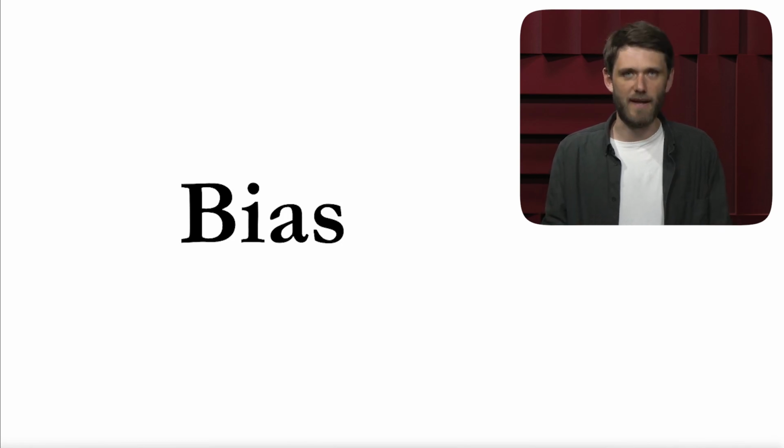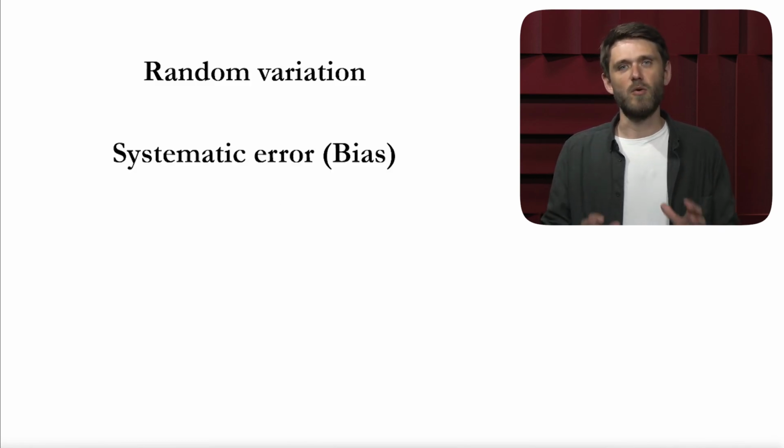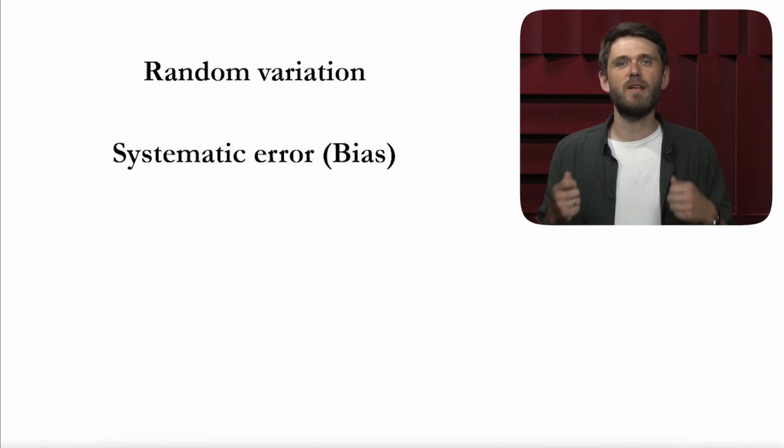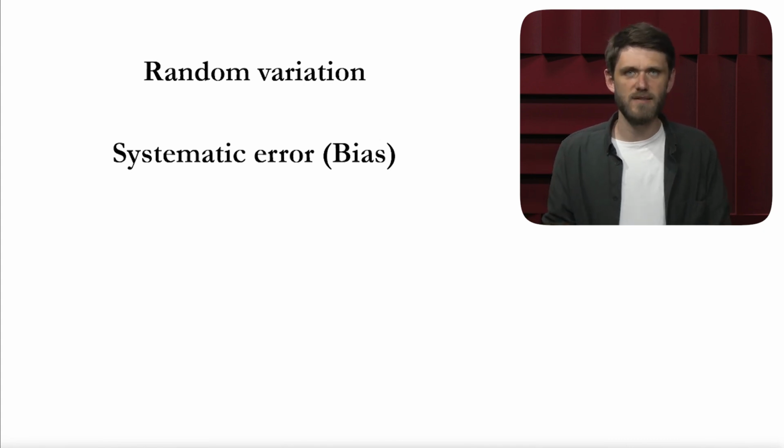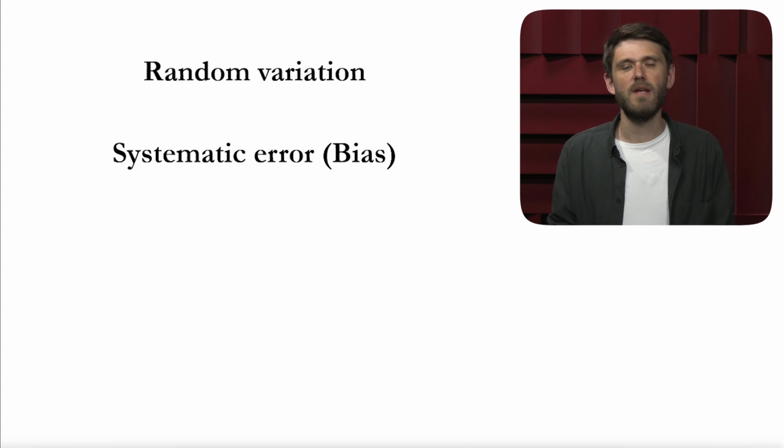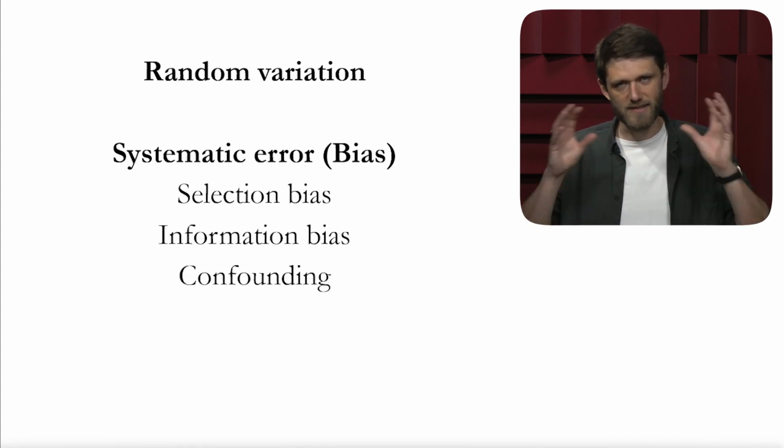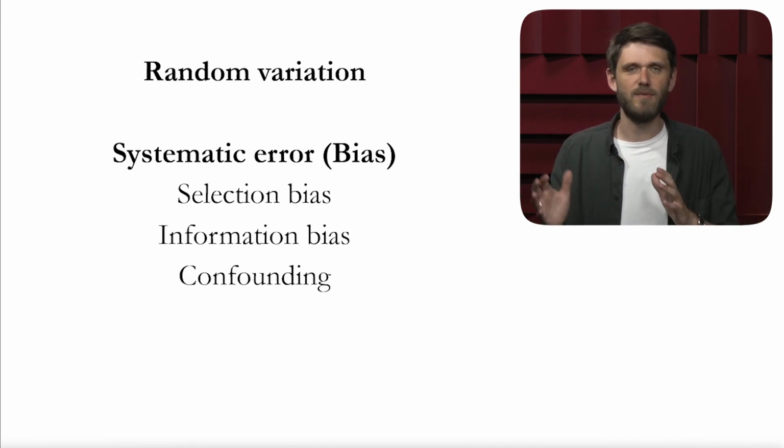Moving on to bias mechanisms. So in our studies, we typically have two concerns. There's the random variation or lack of statistical precision, and then there are the systematic errors, that is bias. While we have bias as an overarching term, we can typically refer these mechanisms into three different baskets, be it selection bias, information bias, or confounding.